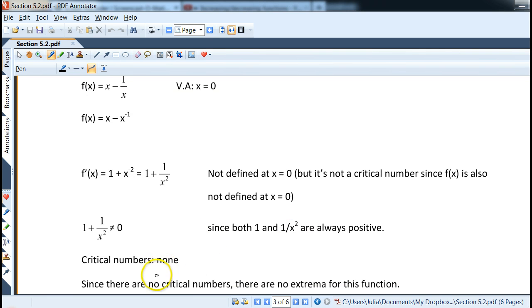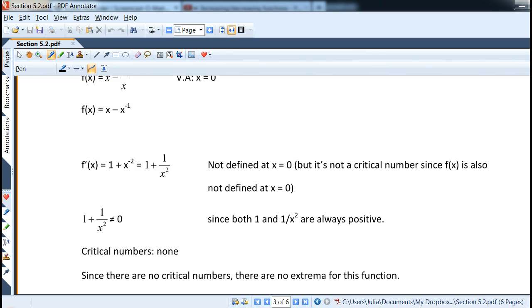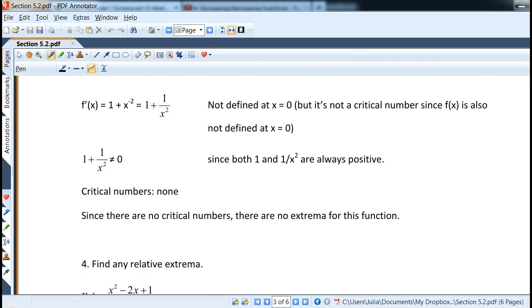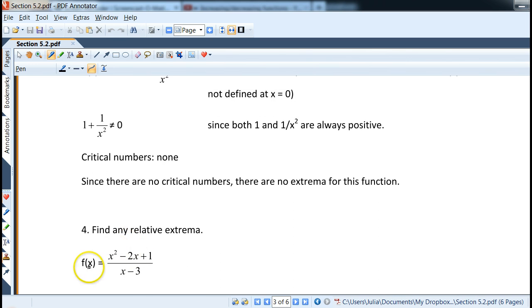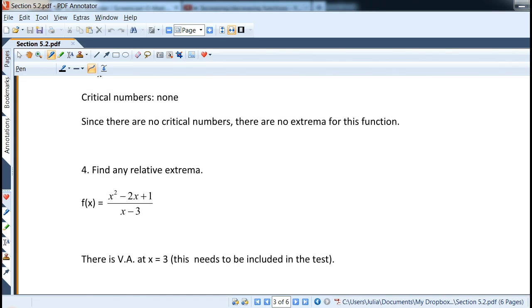So if we don't have any critical numbers, it's not as before. We don't need to test it for increasing or decreasing. If there are no critical numbers, there are no candidates for extrema of the function. So there is no extrema. If you recall, with rational functions, it's very easy not to have any max or min. Sometimes, okay, but here on the next example we will have some extrema. We will have some critical numbers. So let's take a look.